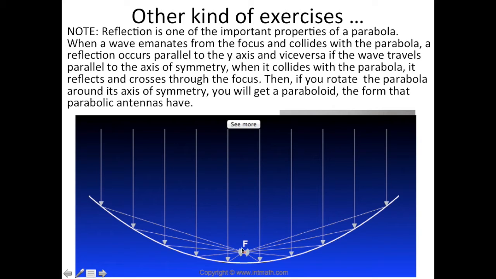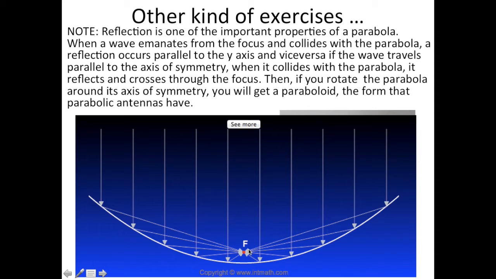So if from the focus I have a wave and it collides with the parabola, it's going to make a reflection that is parallel to the y-axis. And the same thing the other way. If I have a wave that goes into the parabola and touches the parabola, it's going to collide and it's going to reflect to the focus.